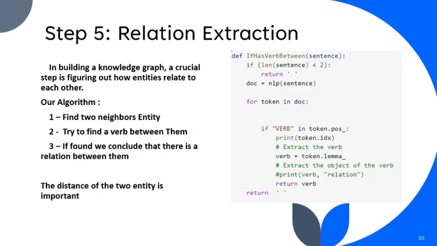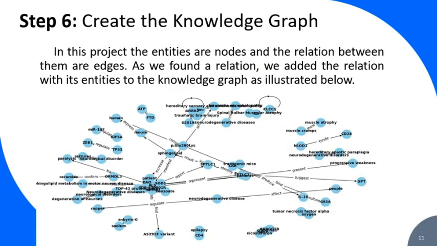So it takes a relation between them. These are the algorithms that we use for relation extraction, and after these steps we have a pair of entities and a relation between them. The next step, step 6, is creating the knowledge graph. We take every pair of entities with a relation between them and add it to the knowledge graph.